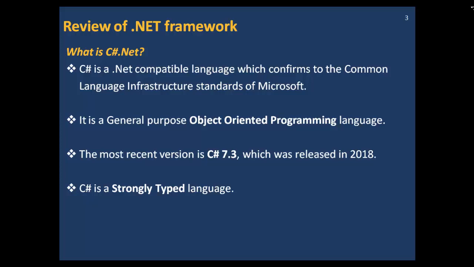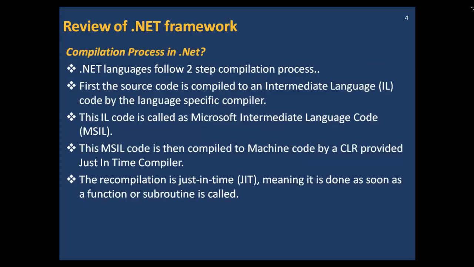So what is C#.NET? C# is a .NET compatible language which conforms to the Common Language Infrastructure standards of the Microsoft. It is a general purpose object-oriented programming language. That is, the code must be written within the classes. The most recent version is C# 7.3, which was released in 2018. C# is a strongly typed language, which means that the variables which we are going to use must be declared with their data types.